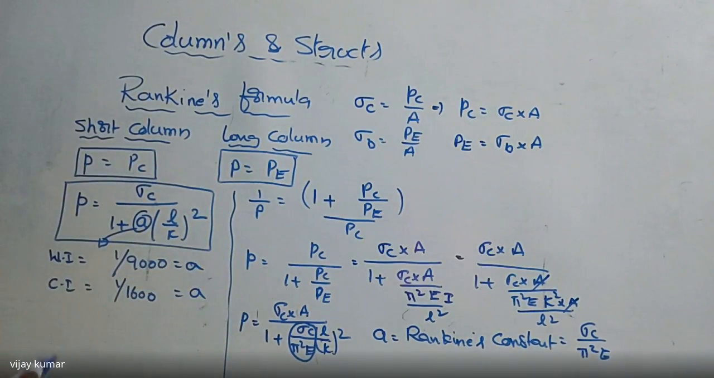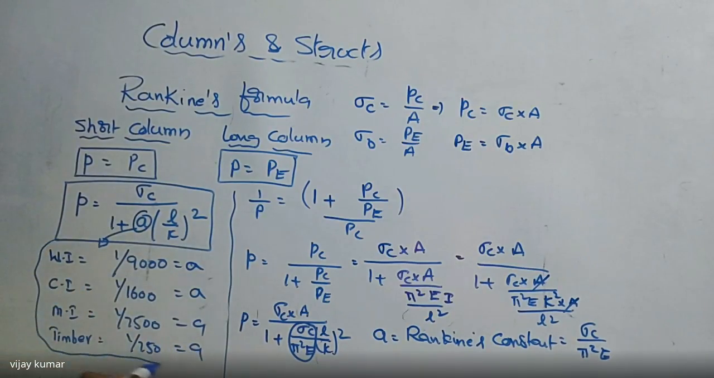And next is mild steel, so the value is 1 by 7,500. And the last one is timber, strong timber. If you take strong timber, the A is 1 by 750. These are some values of Rankine's constant for different materials. Did you get my point or not? Right?